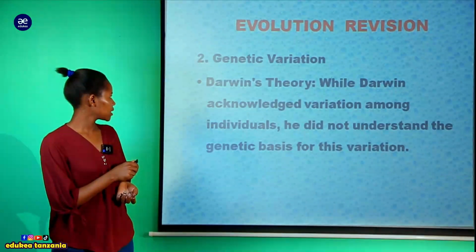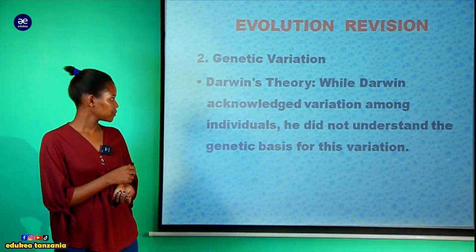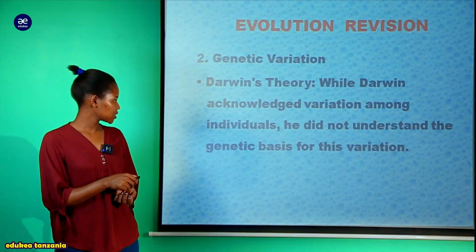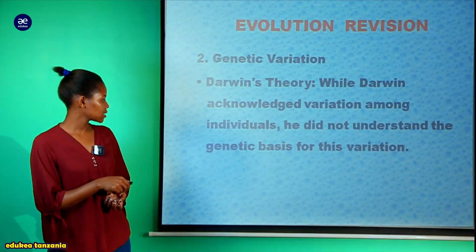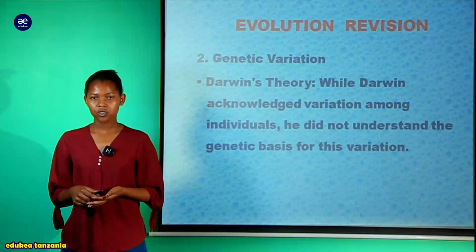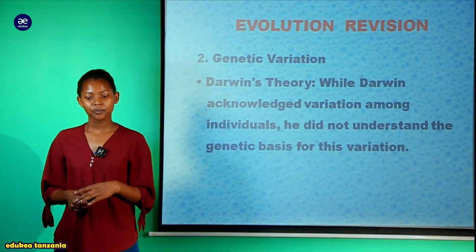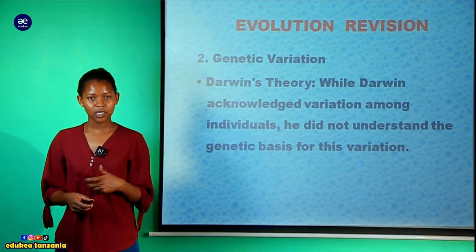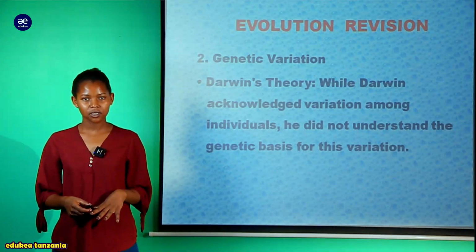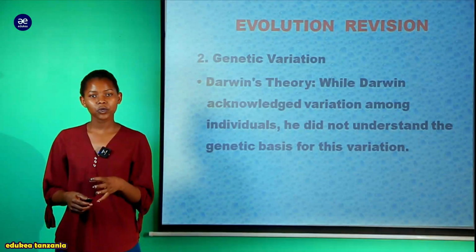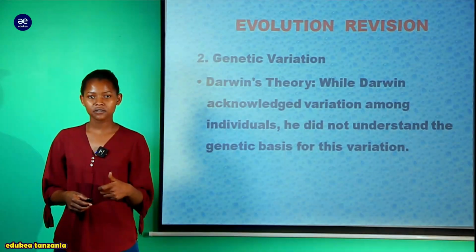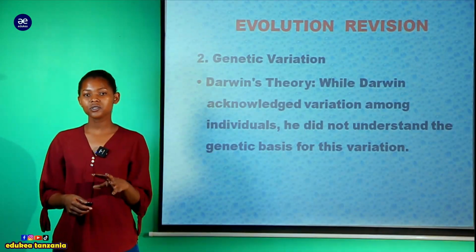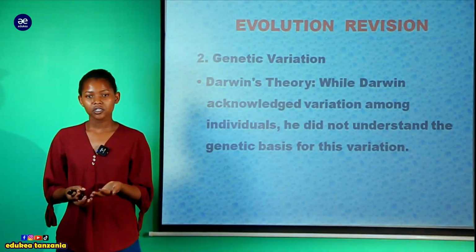And the second one is genetic variation. Darwin's theory, while Darwin acknowledged the variation among individuals, he did not understand the genetic basis for this variation. Tukiangalia genetic variation, pia Darwin alizungumzia genetic variation. He talked much on the variation and how this variation brings about evolution. But he never explored much on the cause of this variation, meaning that hakujihusisha na issues za genetics, because due to genetics processes, variation ndo inatokea.